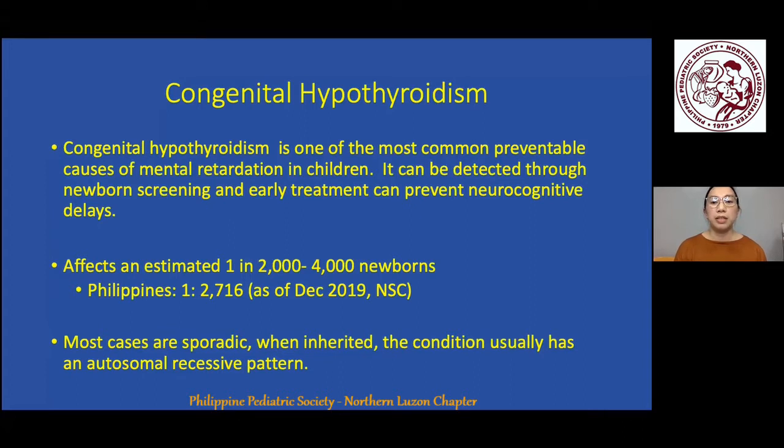Congenital hypothyroidism is one of the most common preventable causes of mental retardation in children. It can be detected through newborn screening, and early treatment can prevent neurocognitive delays. CH affects an estimated 1 in 2,000 to 4,000 newborns. In the Philippines, as of December 2019, the prevalence of CH is 1 in 2,716. Most cases of CH are sporadic, but when inherited, the condition usually has an autosomal recessive pattern.